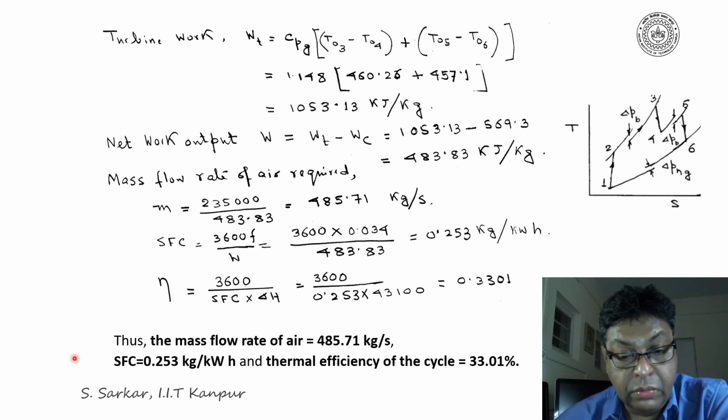mass flow rate of air equal to 485.71 kg per second, specific fuel consumption as 0.253 kg per kilowatt hour, and thermal efficiency as 33.01.